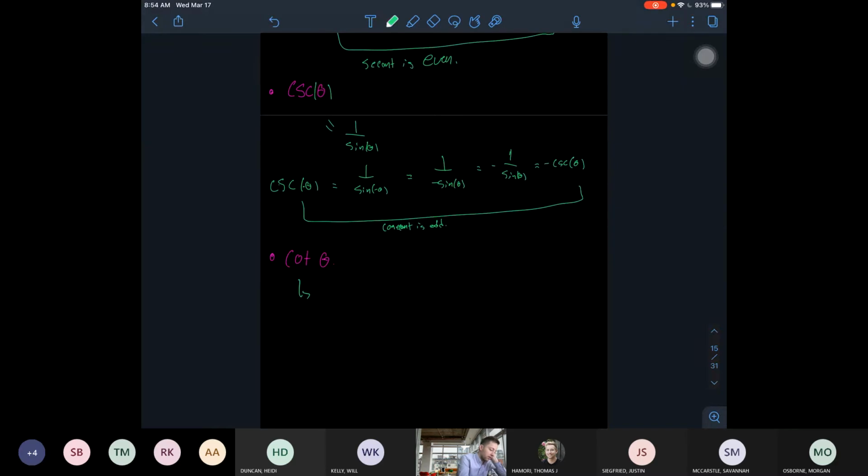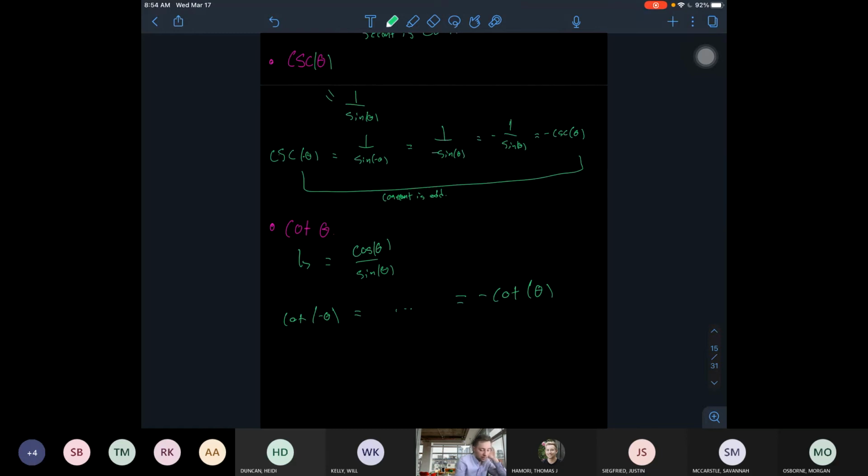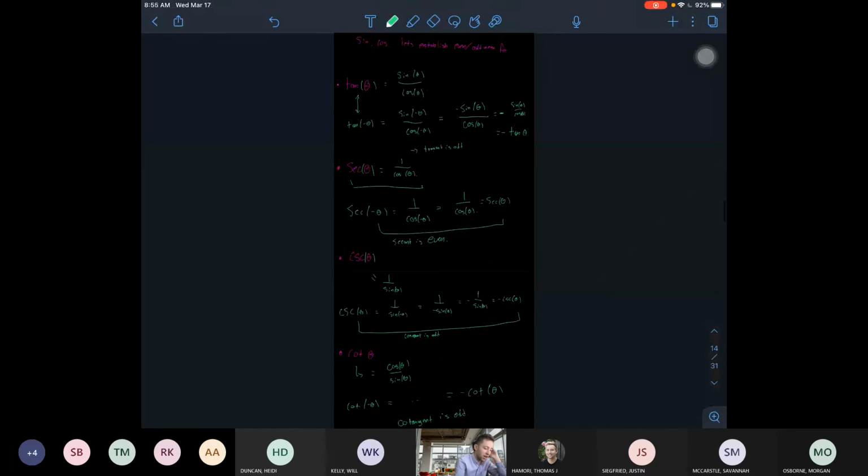Okay, and then cotangent of theta, likewise, this is just equal to cosine theta divided by sine theta. And if we do cotangent of negative theta, you're going to have the same process, and we'll get negative cotangent of theta. Because sine is odd, that's going to make our denominator negative, and everything will become negative. So cotangent is also odd. Okay, so now we have everything. Sine is odd, cosine is even, tangent is odd, secant is even, cosecant is odd, and cotangent is odd.